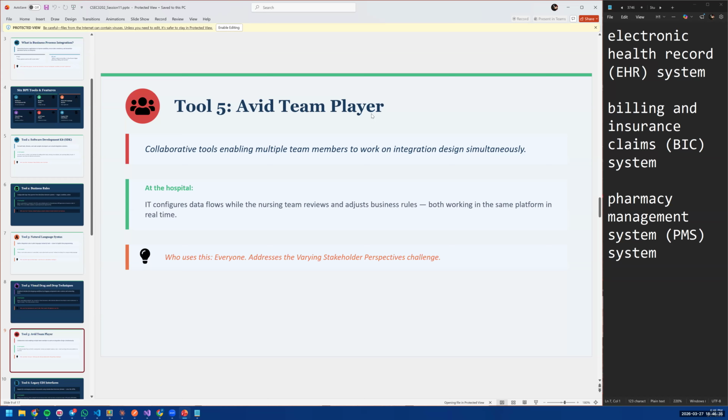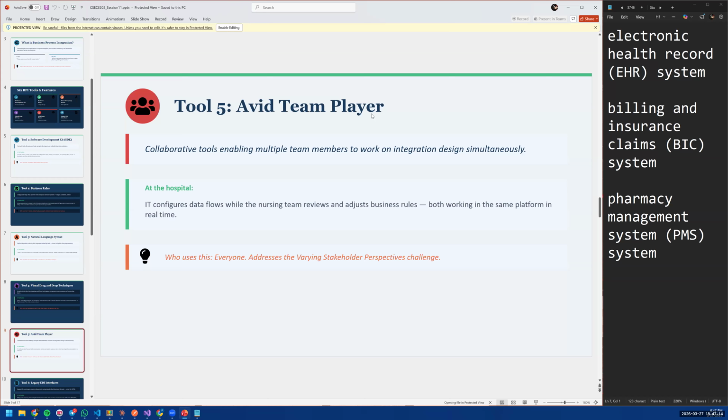So the Avid team player capabilities, they mean multiple people can work on the same integration design at the same time. Similar to how you have multiple people editing a Google Doc at the same time. So now, when you're using your Google Docs, you have one document where you have collaborative tools that allow everybody to sign in and work on the same document at the same time. This tool would allow for multiple people to be working on a particular integration at the same time in the same way.